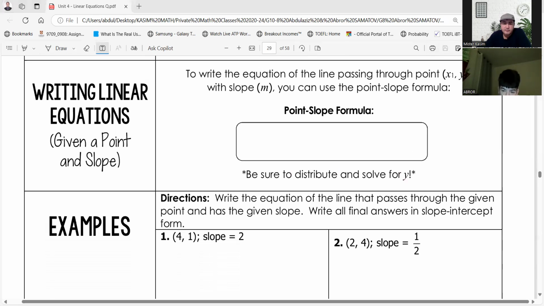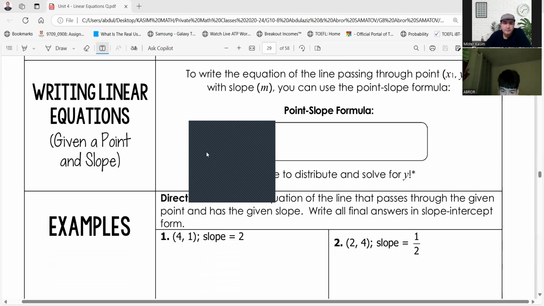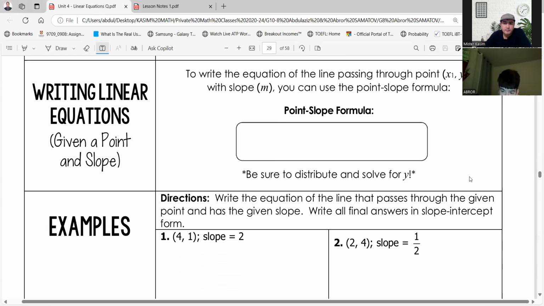To write the equation of the line passing through a point x1, y1, with slope m, you can use the point-slope formula. Okay. And now, what is the point-slope formula? I will explain in a minute. You should understand the idea, and next week we'll continue. So the point-slope formula is y minus y1 is equal to m, the slope, times x minus x1.